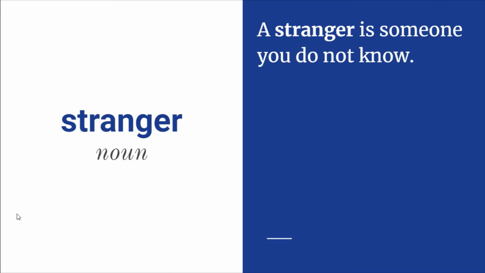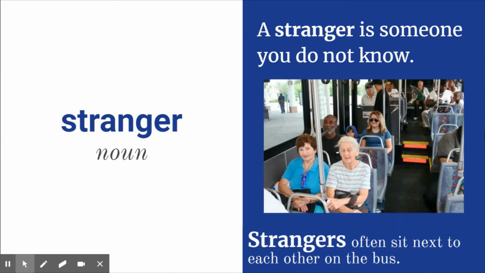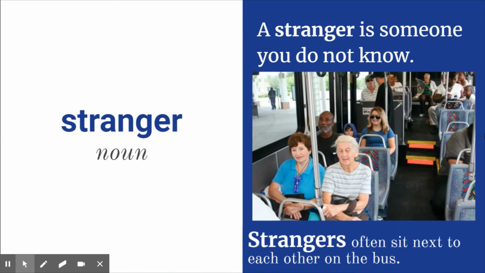Okay, so let's go ahead and look at our illustration and our sentence. So look at the illustration and then the sentence says, strangers often sit next to each other on the bus. Can we read it together? Let's do it. Strangers often sit next to each other on the bus. Yep. So just a reminder that a stranger is a noun and that we are going to need synonyms for our activity at the end.